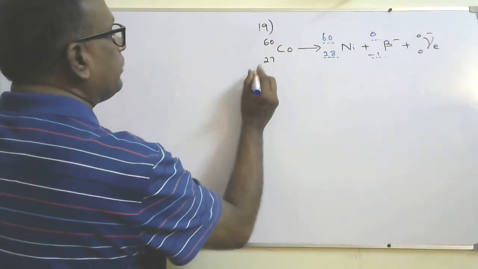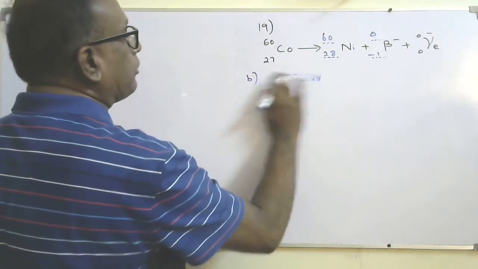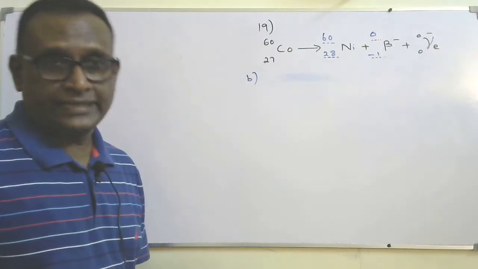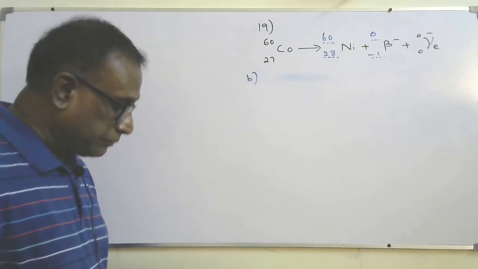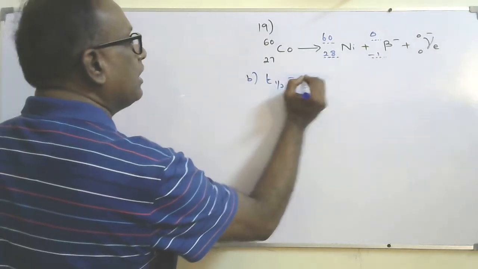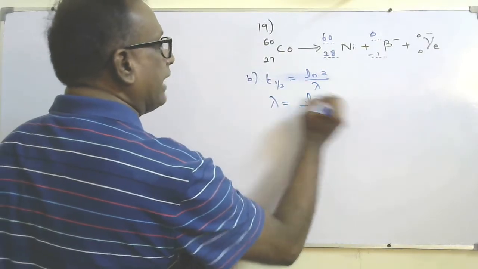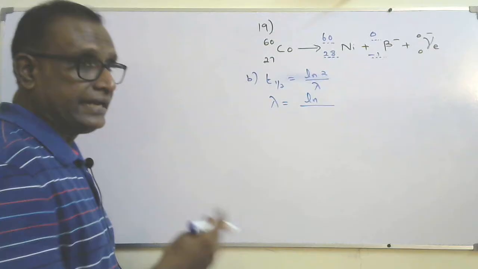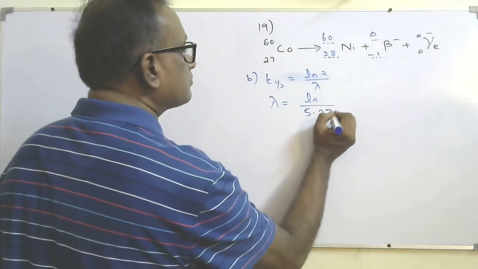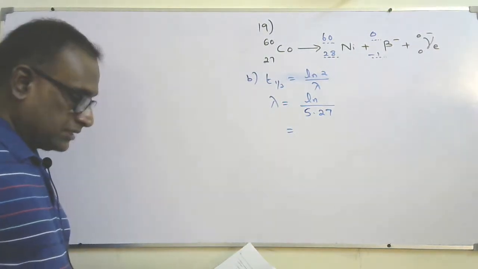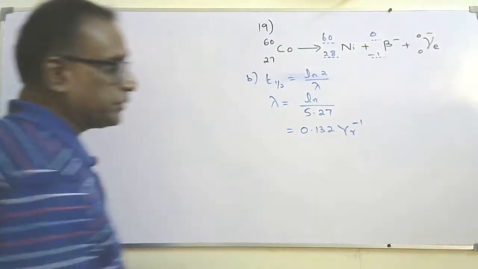So B part, we can say A equals lambda N. I'm going to use A equals A naught e to the power minus lambda t. First, I need to find the half-life. From that, I am going to find the lambda. So T half is equal to ln2 over lambda. So to find the lambda, ln2 over the half-life, I'll keep the half-life in years, so I'll get the lambda in per year. So that will be 5.27 half-life. So I will get 0.132 per year.